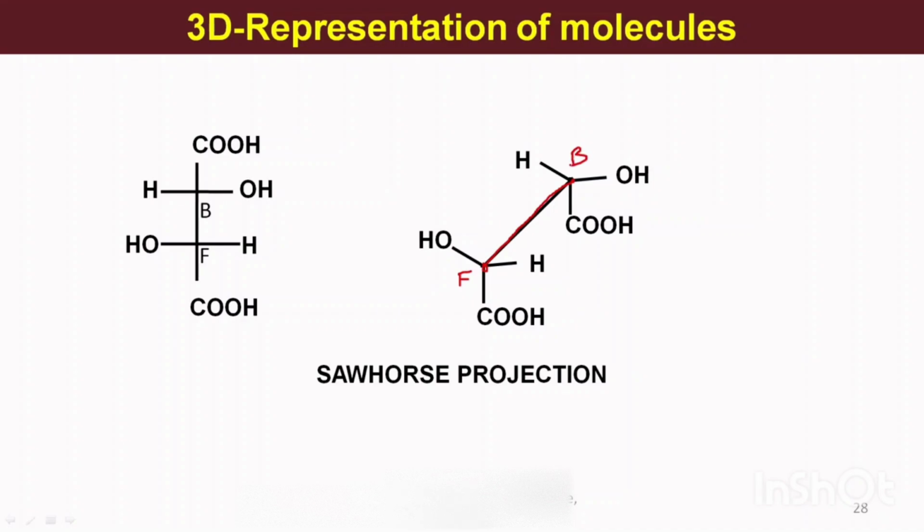Here, in the Fischer projection, whatever atoms or groups lie in the vertical line are down the plane. That should be written in the eclipsed form.